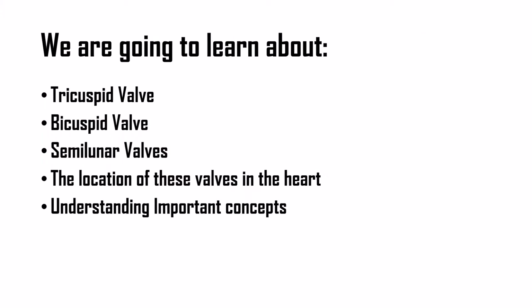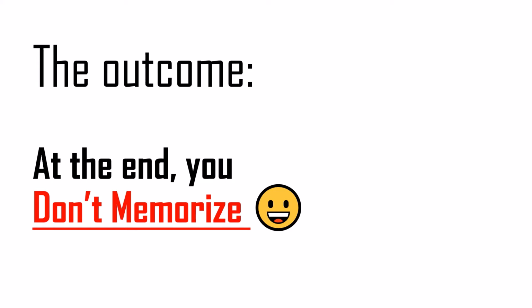In this video, we are going to learn about the tricuspid valve of the heart, the bicuspid valve, the semilunar valves, the location of these valves in the heart, on which side of the heart is the so and so valve located, and we will also understand important concepts. And this last point, understanding the important concepts, is going to make it easier and you will not need to memorize anything from these topics. And the outcome is that you will not be memorizing anything from this part of the chapter.